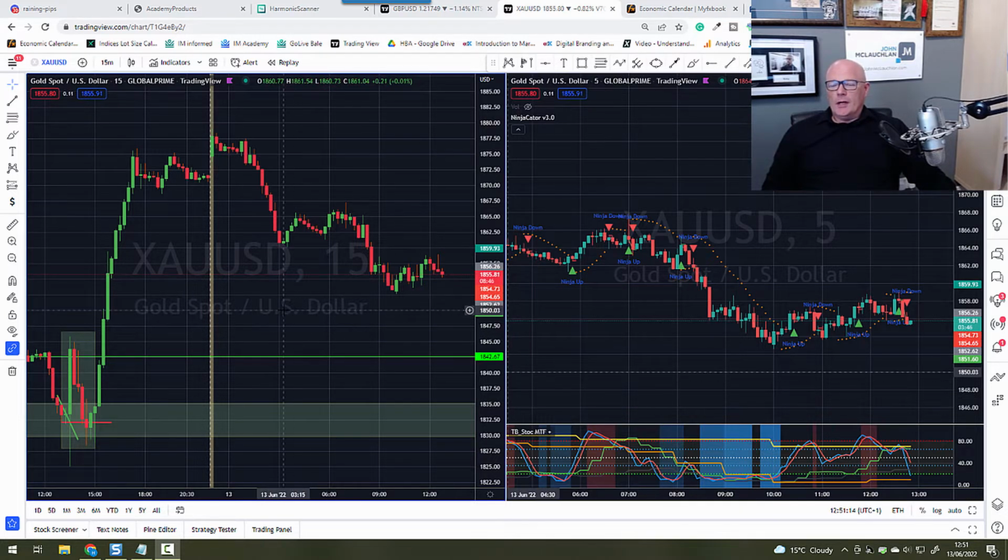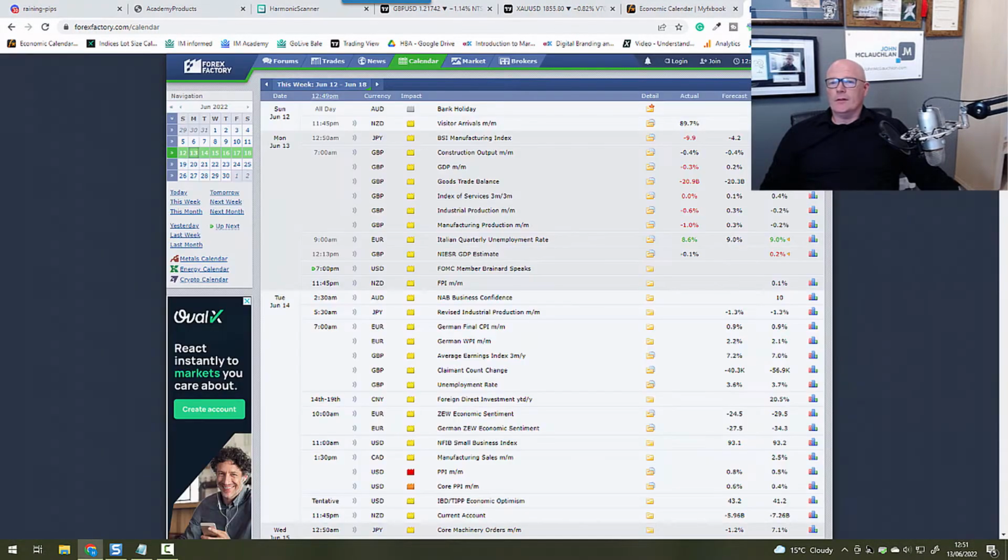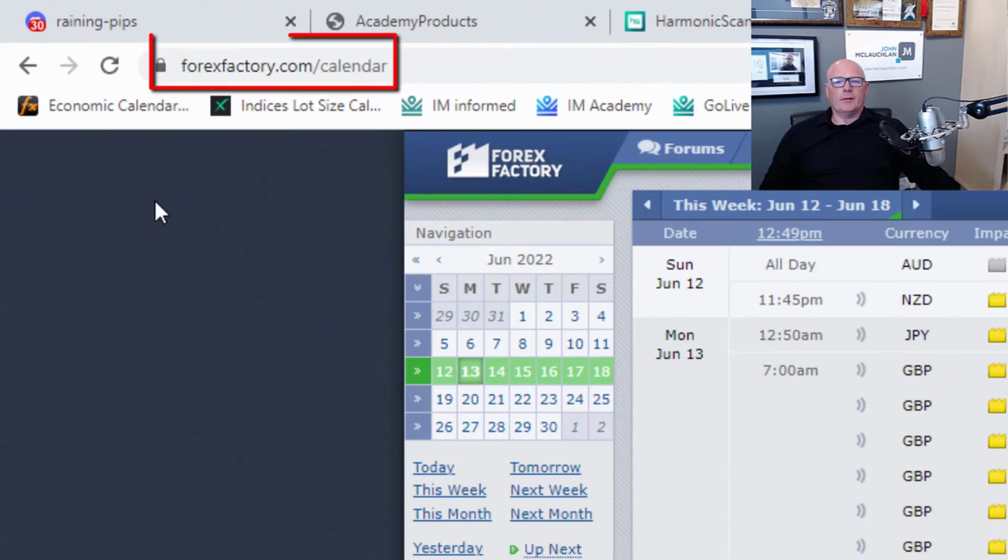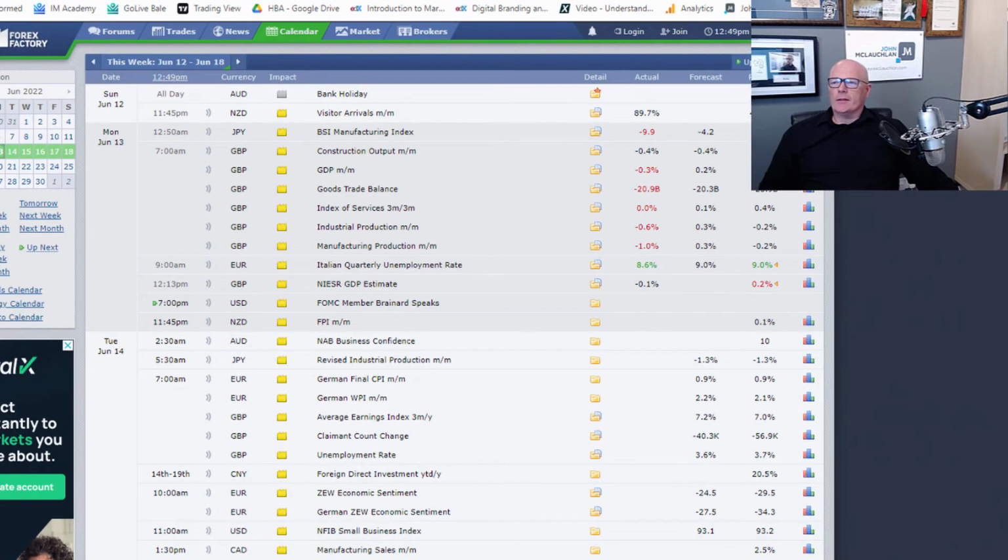Right. Okay. So before we go into the charts, let me go and check the news. First lot of news, I'm going to check at Forex Factory. You can see there it's forexfactory.com/calendar. And what I do, I generally check the news on 2 resources, Forex Factory and MyFX Book.